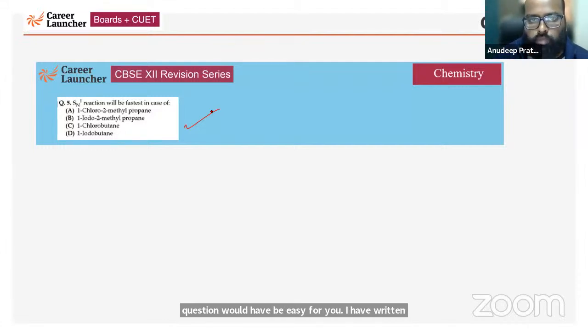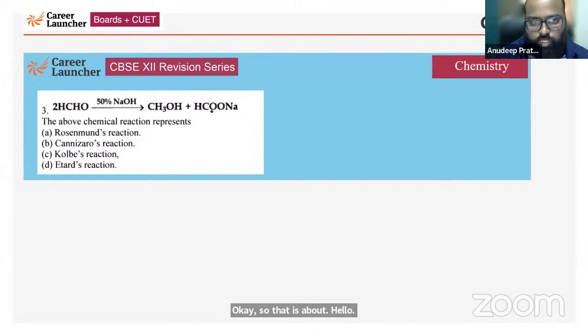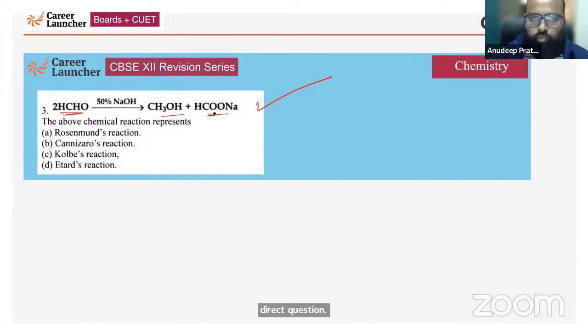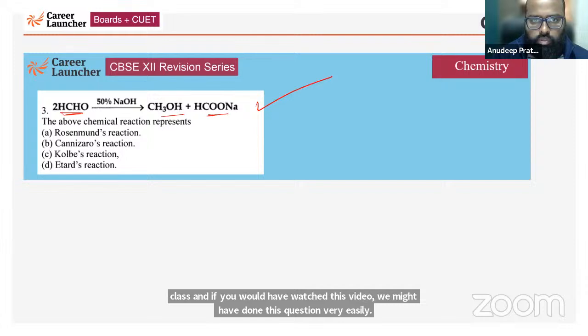Okay, so that is about our revision series. This is, you can see, a direct question. Cannizzaro reaction. I think the second or third reaction in our MCQ that I have shown. So this is a direct question from Cannizzaro. Direct HCHO is given, direct formulas, methanol and sodium formate, direct question. If you would have attended this class and watched this video, you might have done this question very easily. Okay, so that is about our revision series.